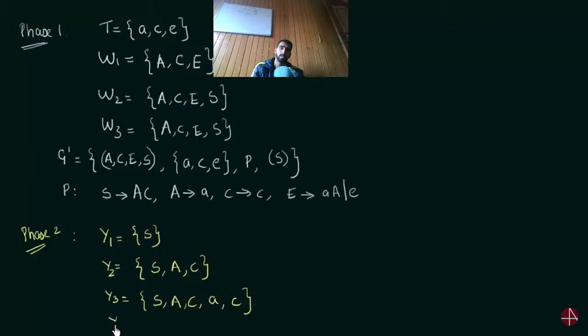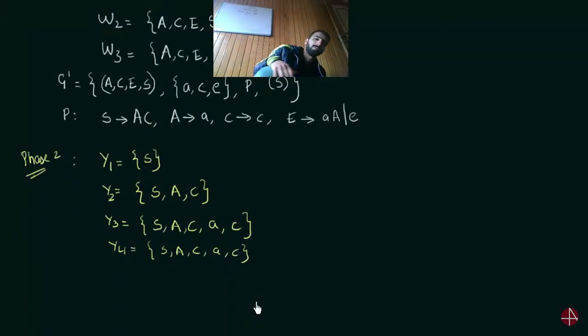And if we do one more step, Y4, we'll see that there will be no change. What are the symbols that can be derived from these symbols? They are only S, A, C, small a, and small c. So these are the only symbols that can be derived. So we get these symbols, and we see that in step Y3 and Y4 we are getting the same symbols in both the sets Y3 and Y4. So we can stop the procedure.